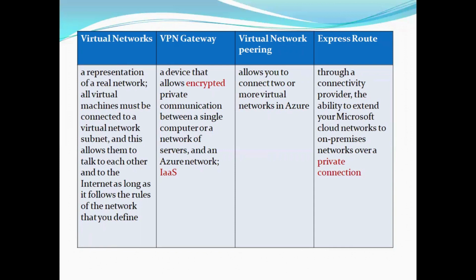Next is ExpressRoute. It is completely a private connection. That is the keyword for ExpressRoute. It helps to connect your Microsoft Cloud networks to on-premises networks, but over a private connection. That is the difference when compared to other network types.